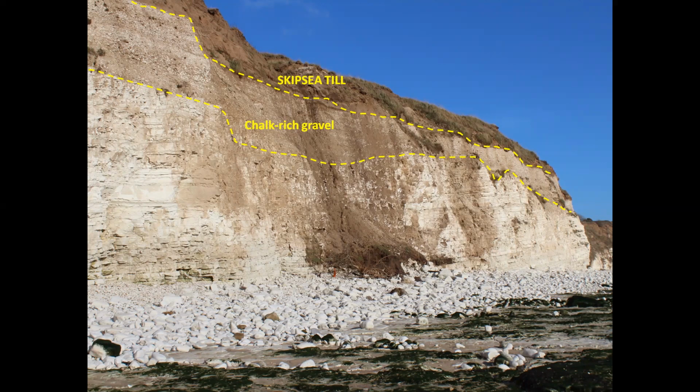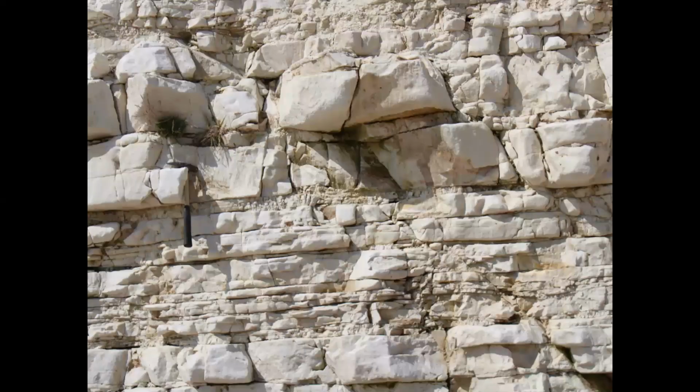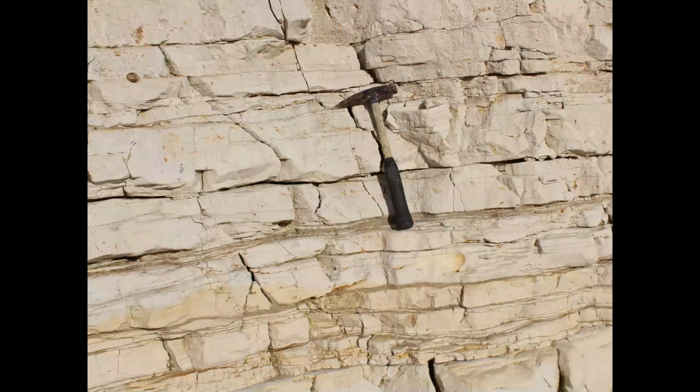These inoceramids are Sphenoceramus lingua, the zone fossil for the beds that continue past Sewerby steps until the chalk disappears beneath the Pleistocene deposits of Holderness. From this point, the chalk becomes an alternation of thinly bedded and more massive chalk units with numerous marl partings, and several thick marl bands that can be used for at least local correlation.